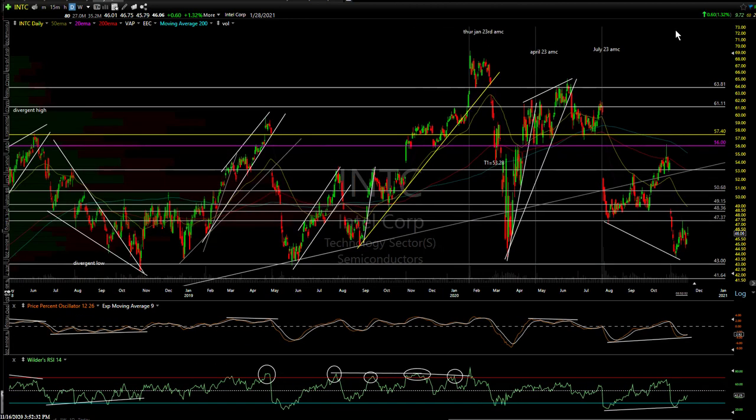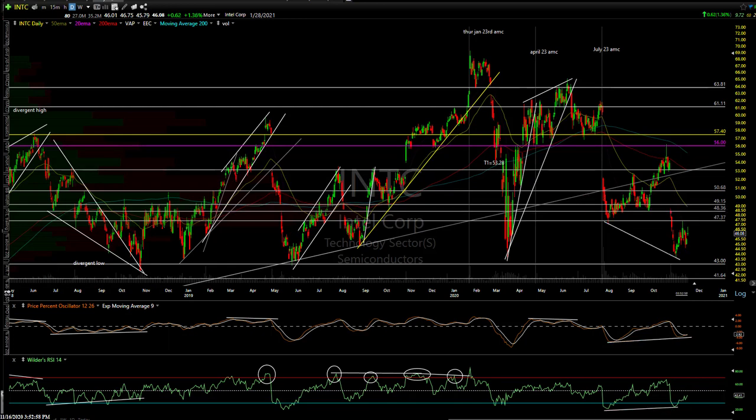Okay, with Intel, I did point this out today, and I've been watching it for the last week or so here, setting up with these nice divergences right here. Again, of the semi right now, and again, this was our former leader. It used to be the biggest semi out there, market cap wise. NVIDIA is actually larger now by market cap, but Intel's still Intel. It's not going to go away anytime soon.